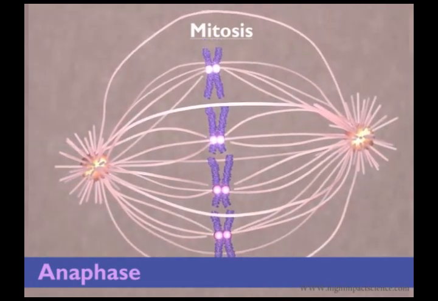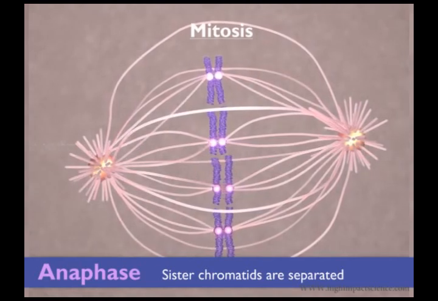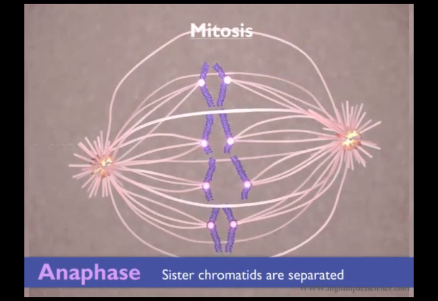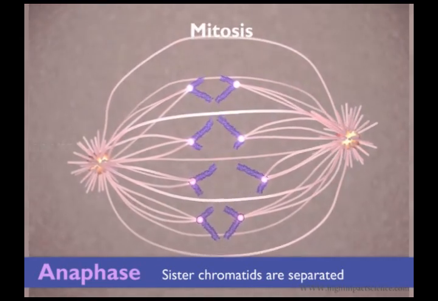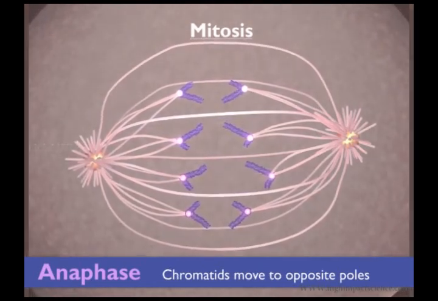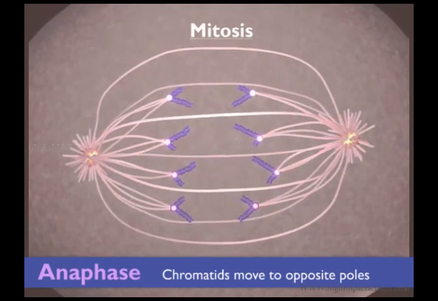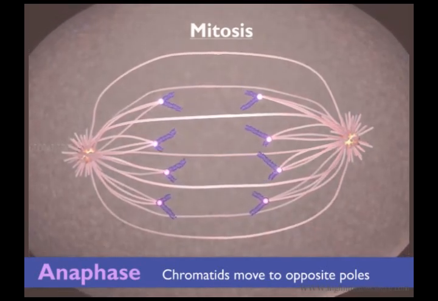During anaphase, sister chromatids separate at the centromere due to shortening of the spindle fibers. The chromatids move to the opposite poles of the cell, and the spindle fibers begin to disappear.